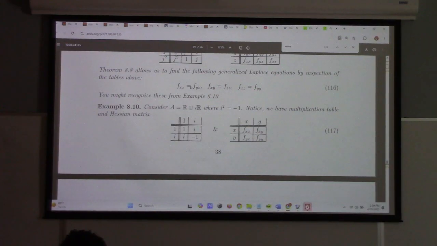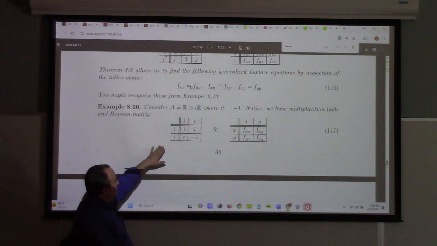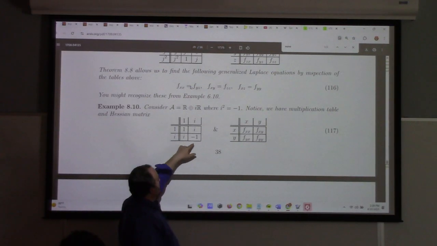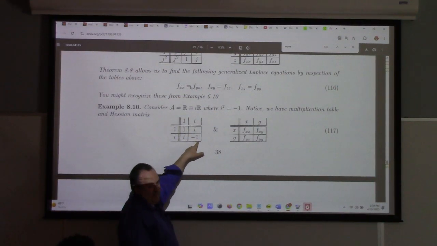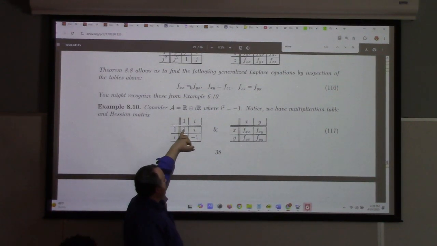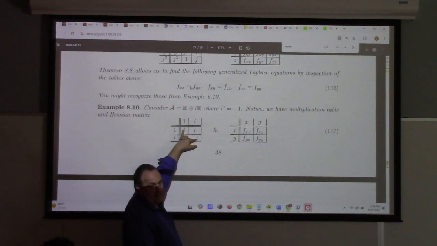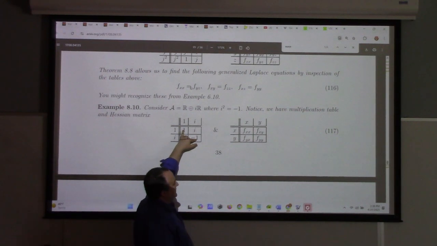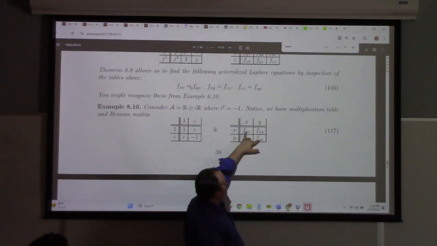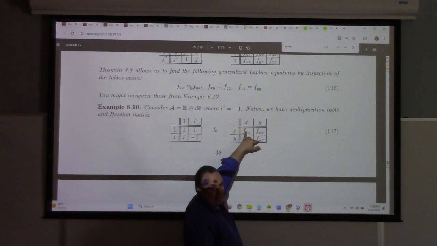In complex analysis, you have i squared equal to minus 1, right? This is the multiplication table for 1 and i. Notice that 1 times 1 is 1, but the second thing times the second thing is minus 1, right? That means that whatever's here has to be equal to minus whatever's there in the matching table for second derivatives. So for a complex variable function, if you have fxx and you have fyy, it has to be the case that fxx is equal to minus fyy. But what does that mean?